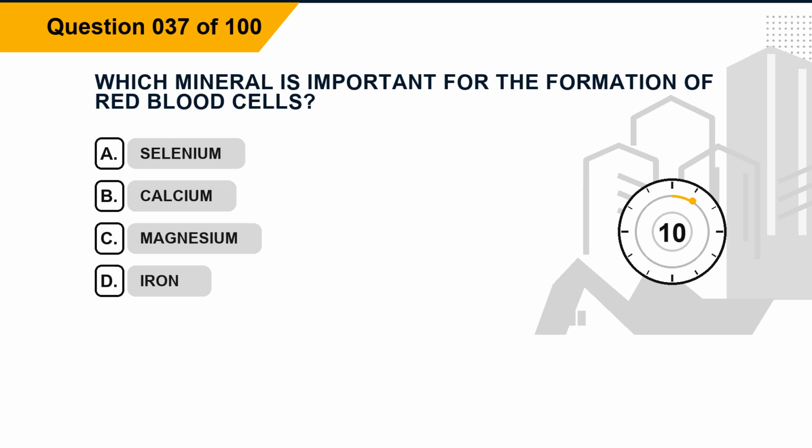Question 37. Which mineral is important for the formation of red blood cells? Option A, selenium.